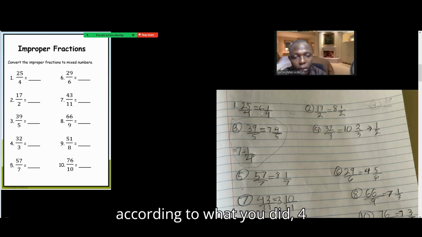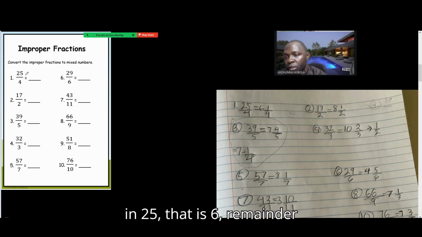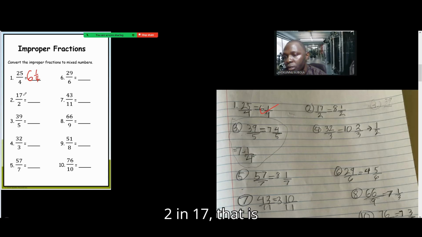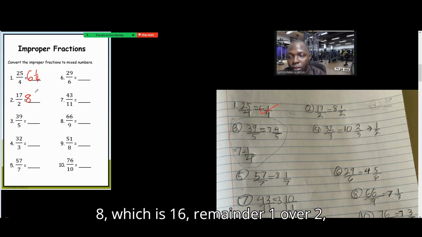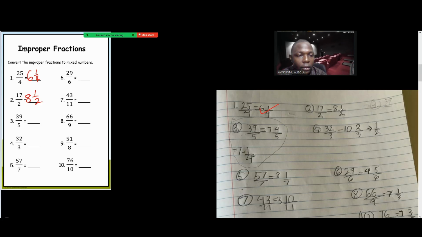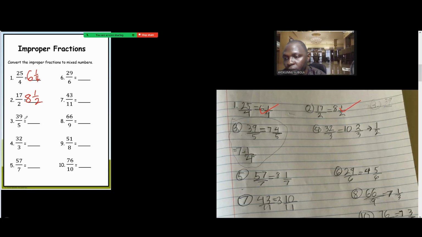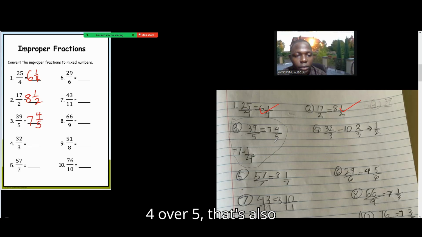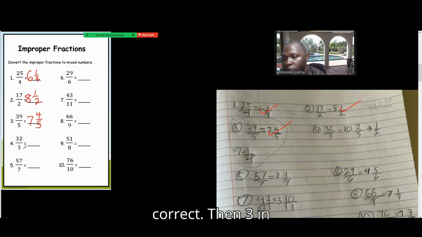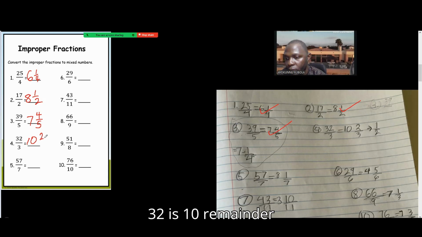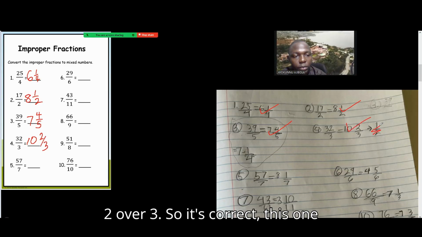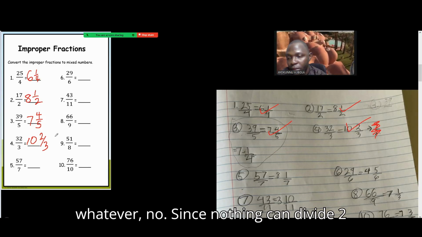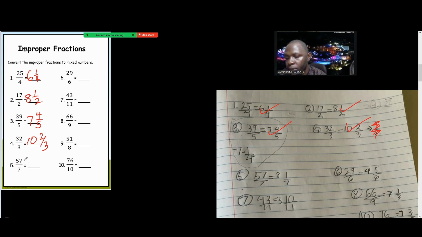According to what you did, 4 in 25, that is 6, remainder 1 over 4, and that's correct. 2 in 17, that is 8, which is 16, remainder 1 over 2, that's also correct. Then 5 in 39 is 7, which is 35, remainder 4 over 5, also correct. Then 3 in 32 is 10, remainder 2 over 3, so it's correct. This one is wrong, okay? You don't change 2 over 3 into 1 over whatever, no, since nothing can divide 2 and 3 at the same time.